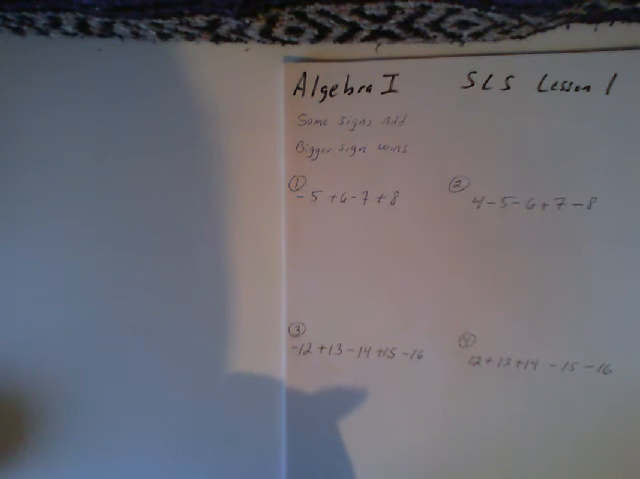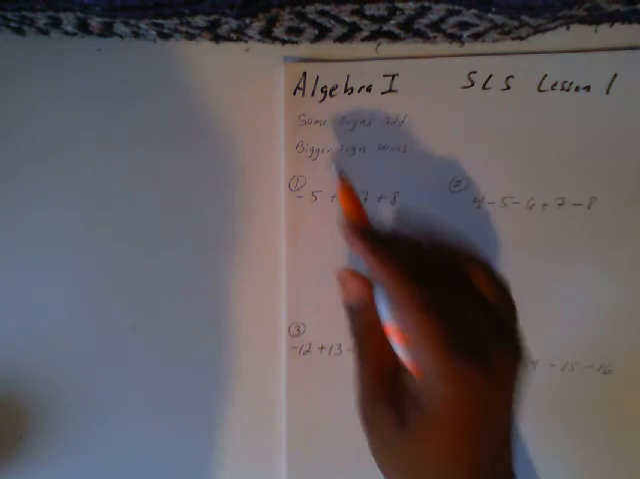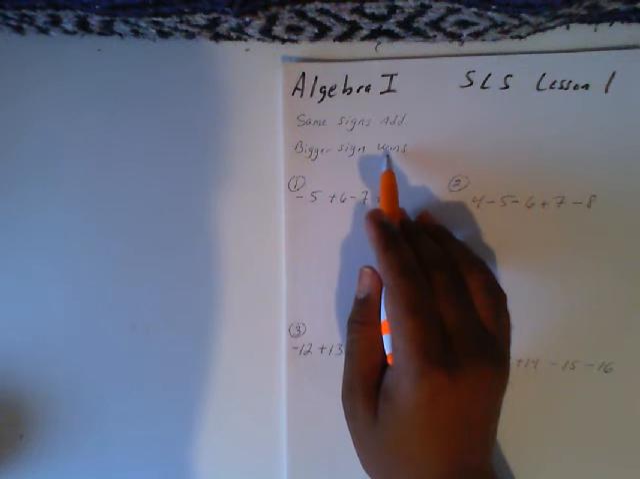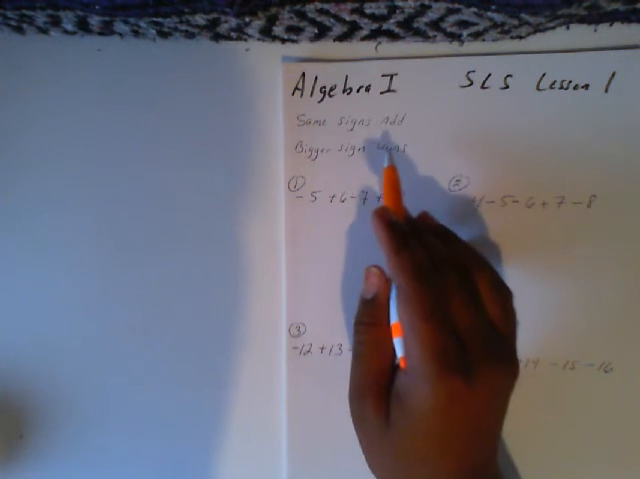Algebra 1, Sensei Learning System, Lesson number 1. When adding and subtracting, when you have same signs, you add. And the bigger sign at the end wins. So we're going to look for same signs to add.